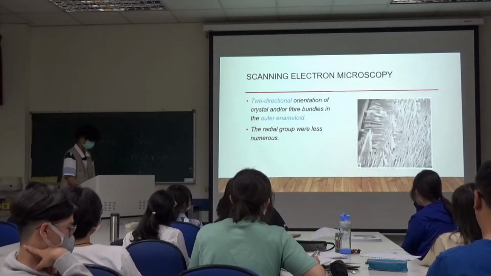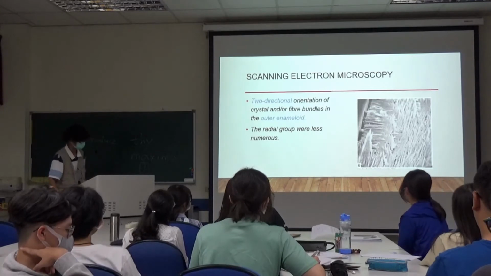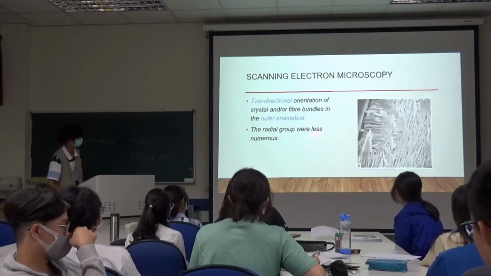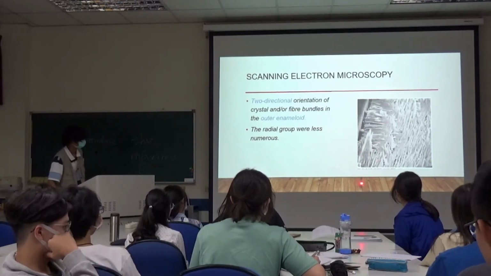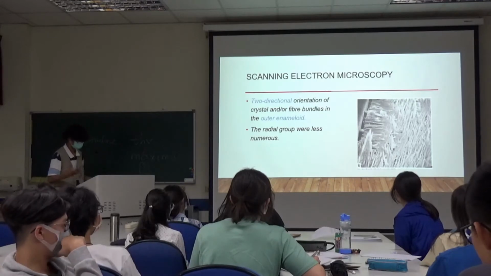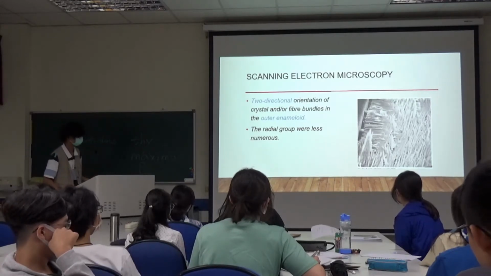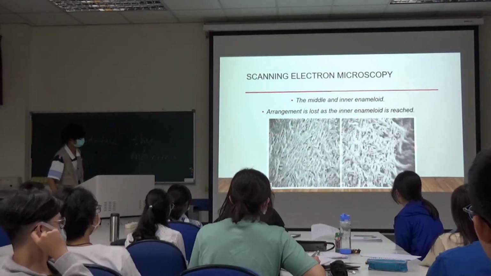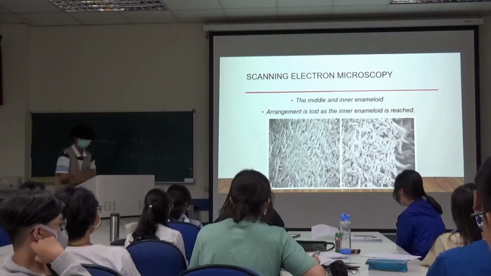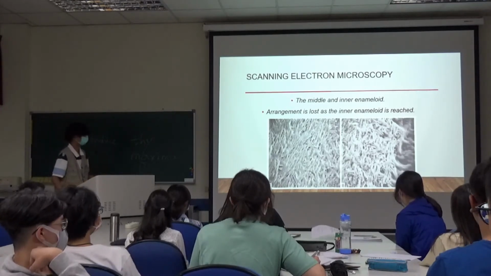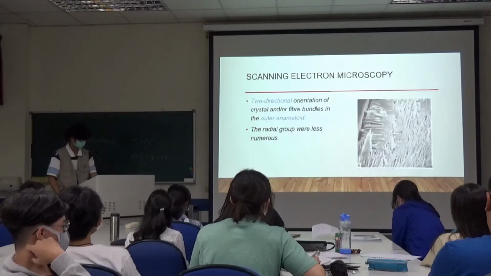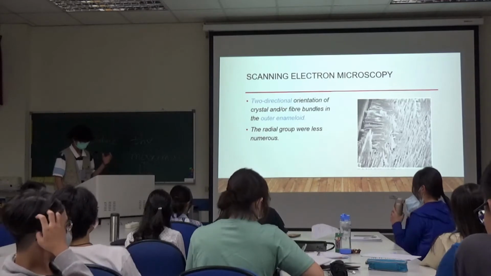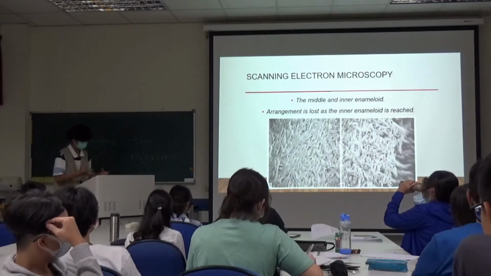So this is the result of electron microscopy. There are two directional orientations of crystal and fiber bundles in the outer enameloid, 1 and 2. And as you can see, the radial groups were less numerous. But this is the middle part and the inner part. Such an arrangement is lost as the inner part is reached. So the outer part is parallel to the surface, as you can see. But this arrangement is like a mass in the inner part.